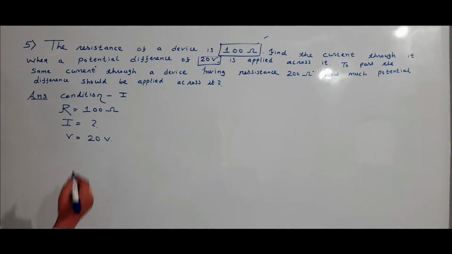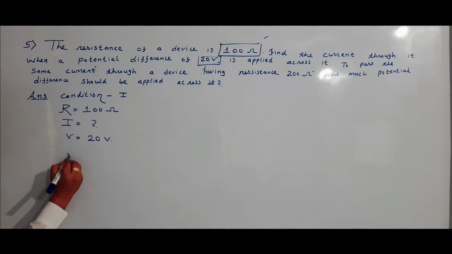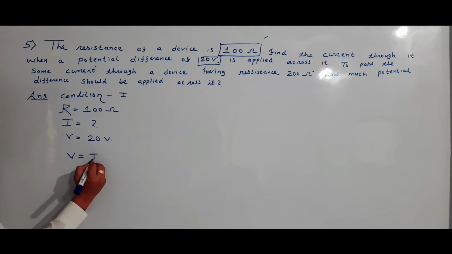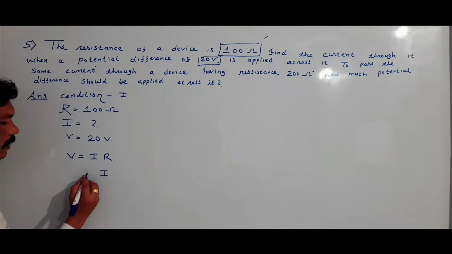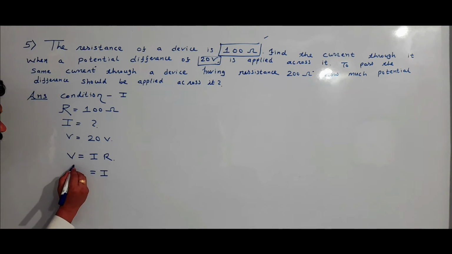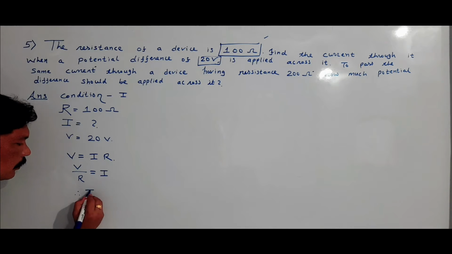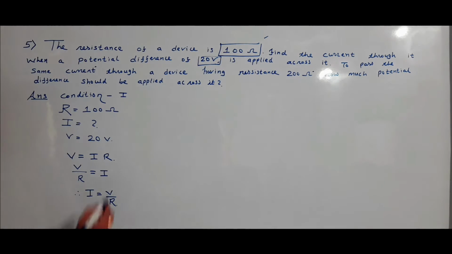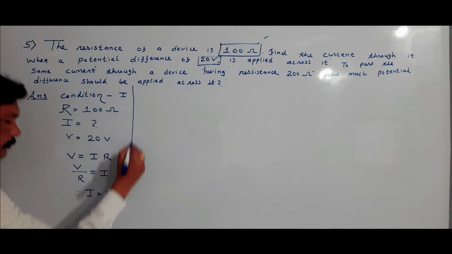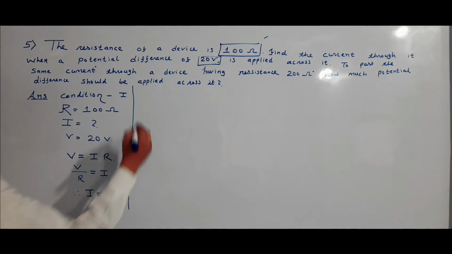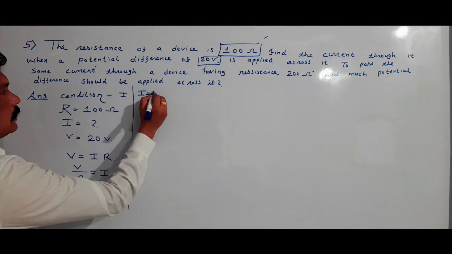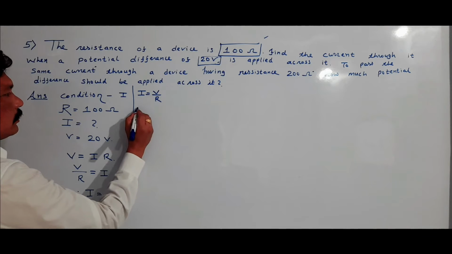My dear student, we know the formula. V is equal to I R. We have to find current. Current is equal to V by R. Therefore, I is equal to V by R. We'll put the value.